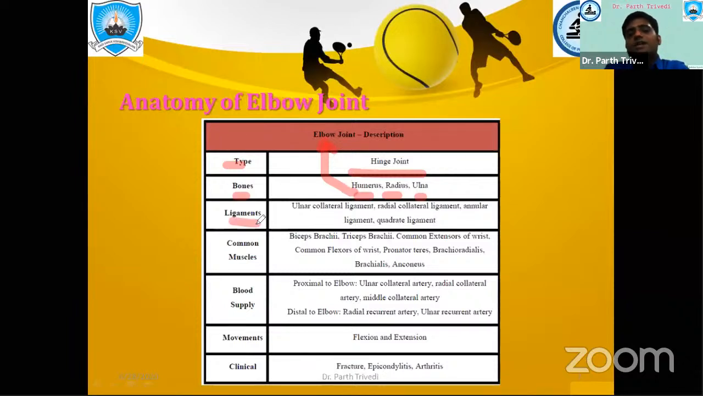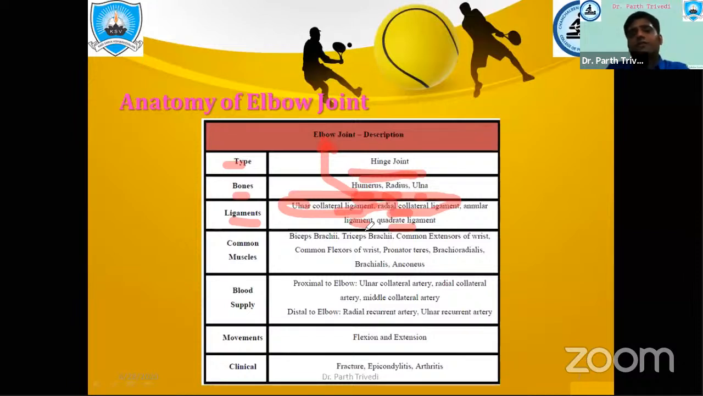Which kinds of ligaments do we have? We have ulnar collateral ligaments, radial collateral ligaments, annular ligaments and quadrate ligaments. So basically, when an elbow sprain is considered, a very small percentage of people suffer from elbow sprain injuries. You have ulnar ligaments and radial ligaments getting into the picture. The annular ligaments and quadrate ligaments are very small.